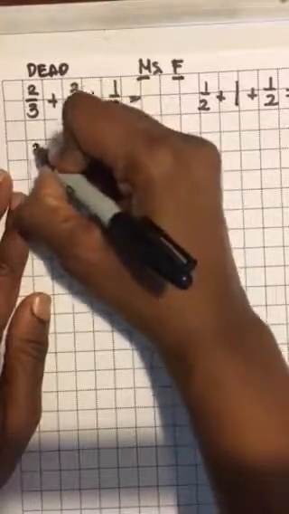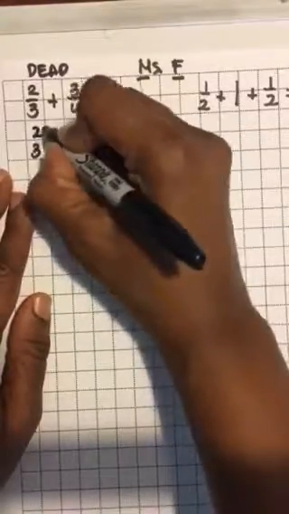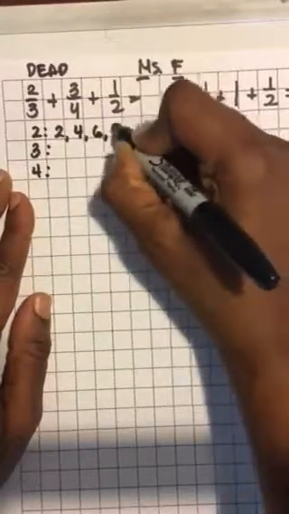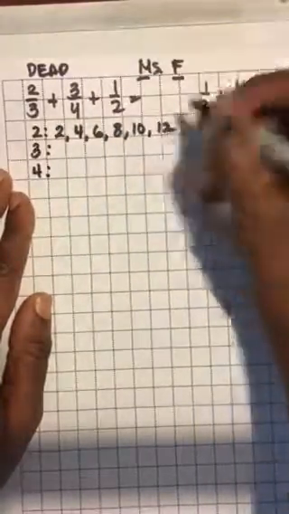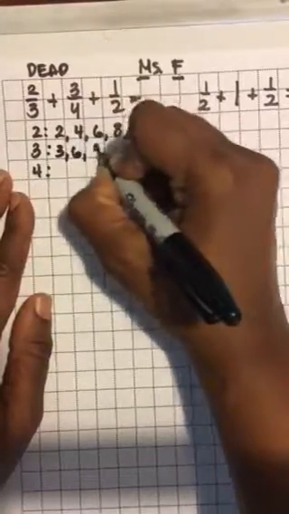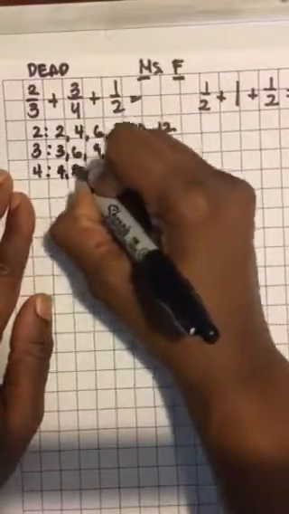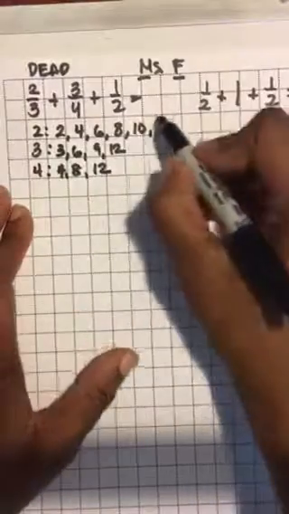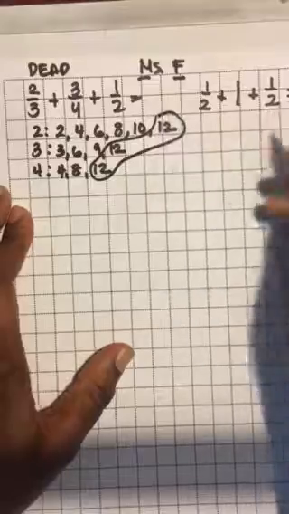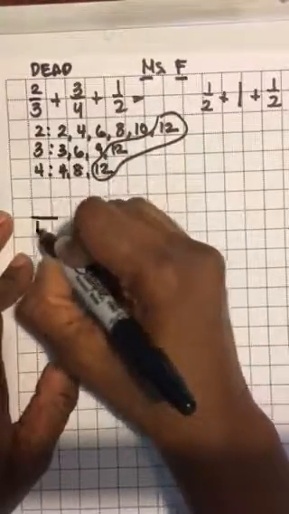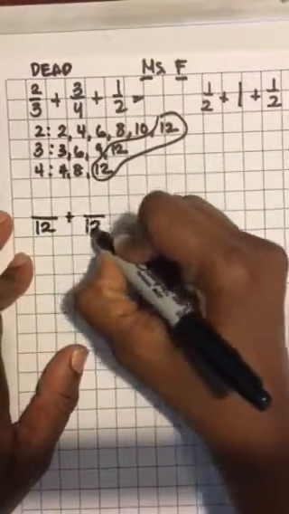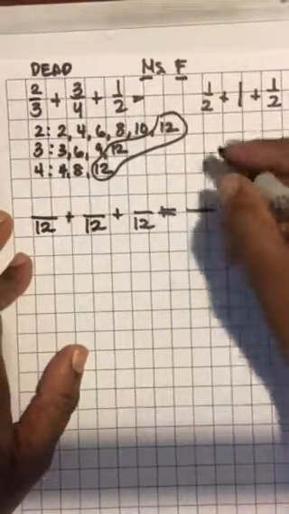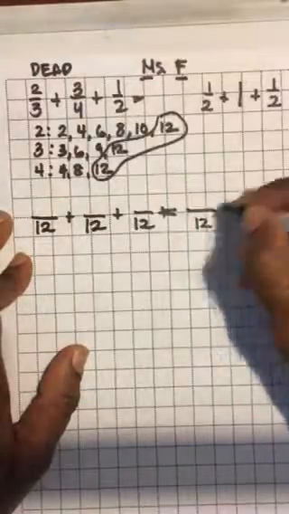All right, so let's count by 3s. Actually, I should do 2s, 3s, and 4s. 2, 4, 6, 8, 10, 12. 3, 6, 9, 12. 4, 8, 12. All right, so the least common multiple is 12. So 2/3 is going to become a 12th, 3/4 is going to become a 12th, and 1/2 is going to become a 12th. And I don't ever add denominators, so I'm going to rewrite the 12.